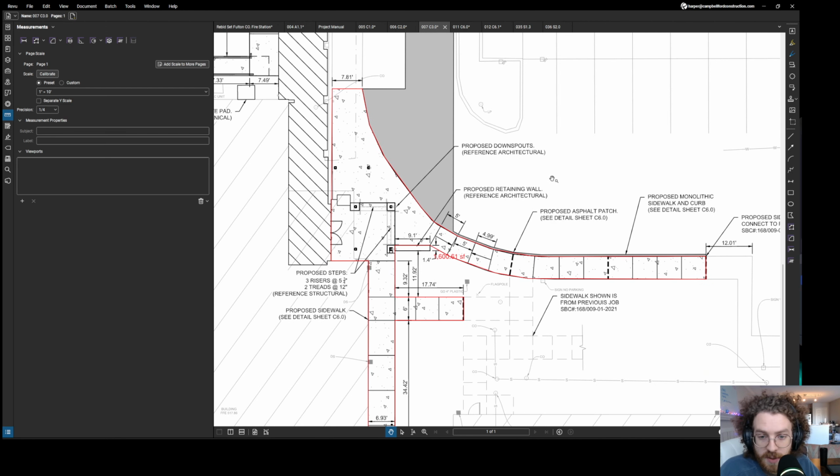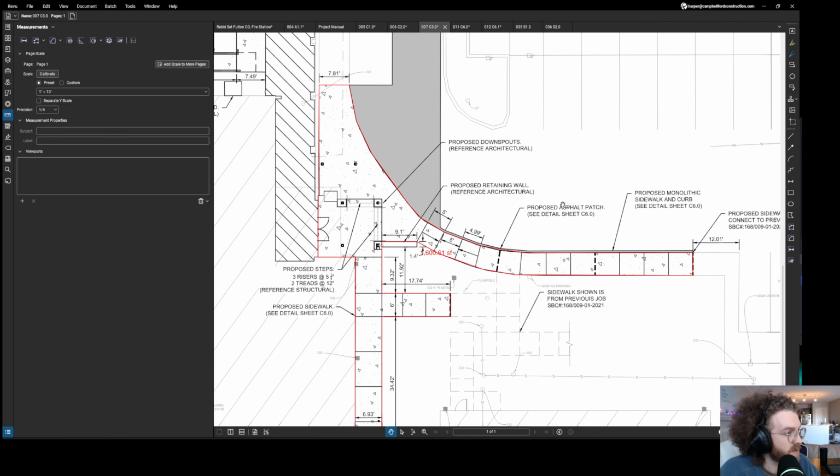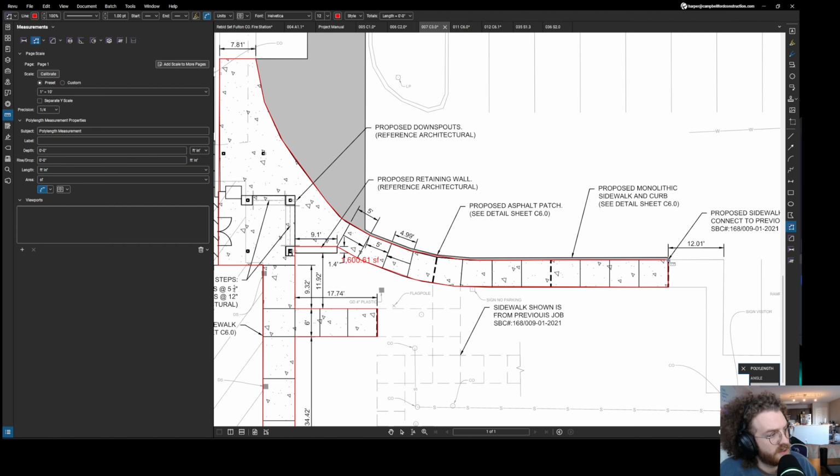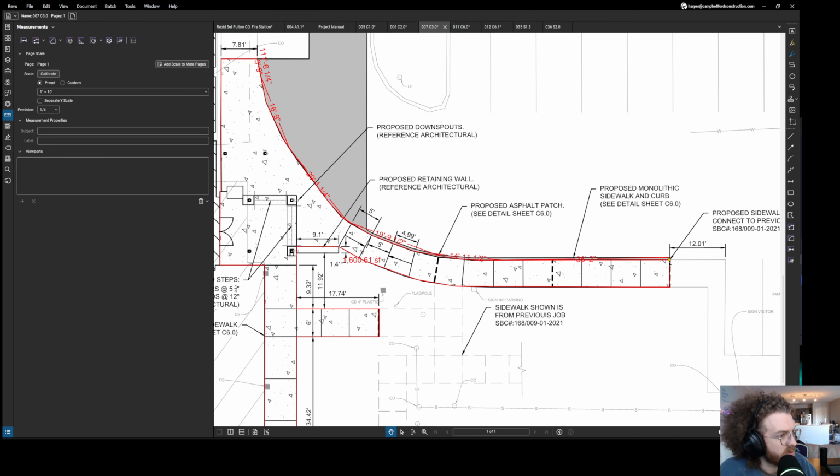That is the easiest way to take off sidewalk. That is probably not the most accurate way to do it. The most accurate way to do it, in my opinion, would be to take off your actual linear footages. So for instance, this right here, that line alone, that is 112 linear feet from there all the way around to there. So just to give you an idea, I would take off 112 linear feet.